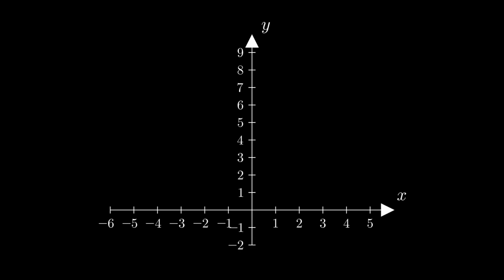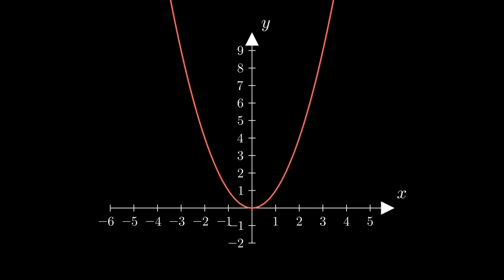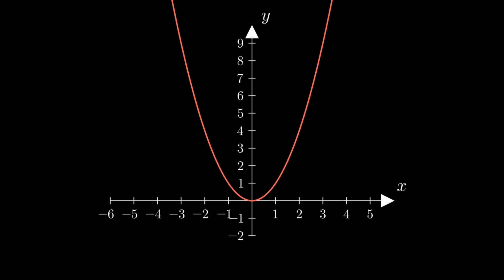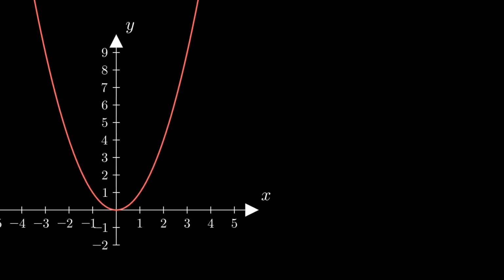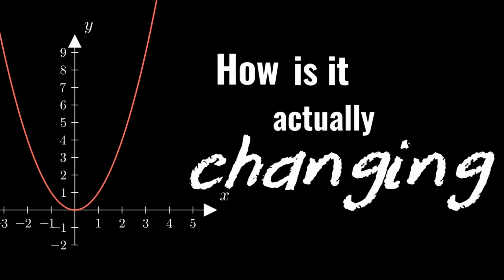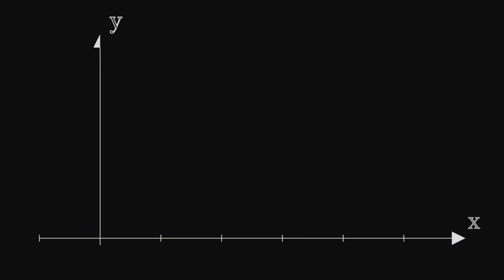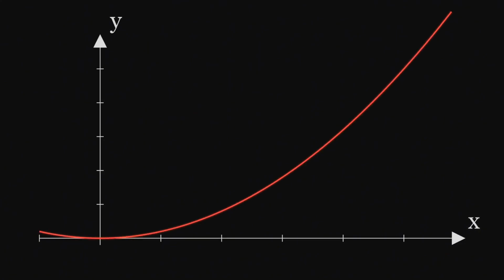Have you ever asked yourself, how does a function change? You know, we usually have the points, we can see the graph, but how is it actually changing? Let's imagine we have a parabola and we draw a slope at one point. Let's pick x equals 1.